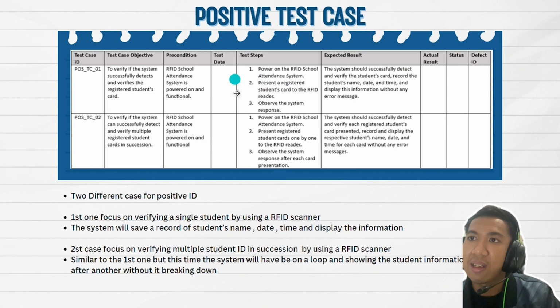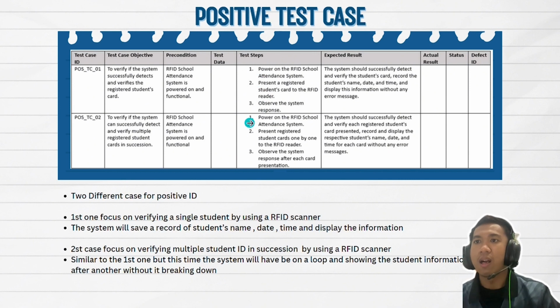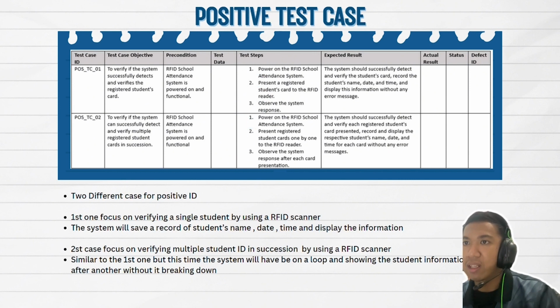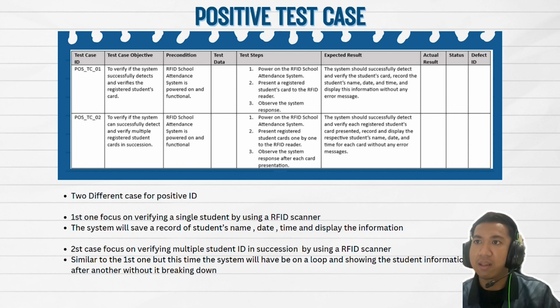If you can see on the test tab: power on the RFID scanner, attendance system present and register the student card to the RFID reader, observe the system respond. Okay, this is for the first case. For the second case, power on the RFID school's attendance system, same as the first case, present registered student cards one by one to the RFID reader.